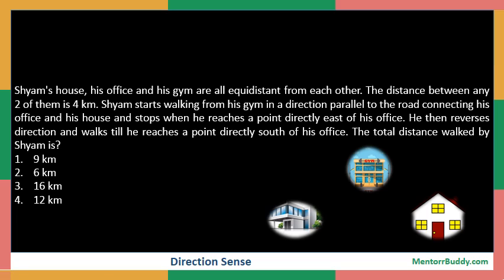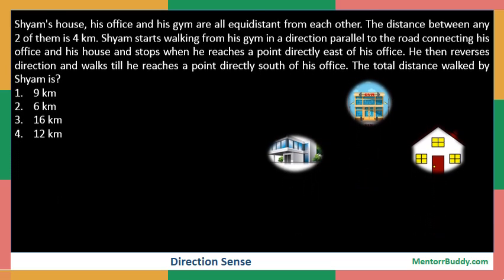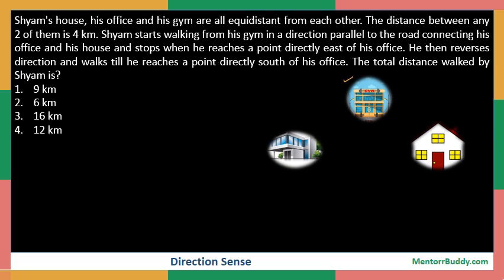So this question is based on direction as well as distances traveled by a person. So let us see how we can solve such a question. There are three entities, a gym, an office and a house. They are all equidistant as given in the question. So we'll just assume that all three of them are equidistant, and the distance between any two of them is given as 4 kilometers. So this should be 4 kilometers. Similarly, this is 4 kilometers, and between gym and home is also 4 kilometers.